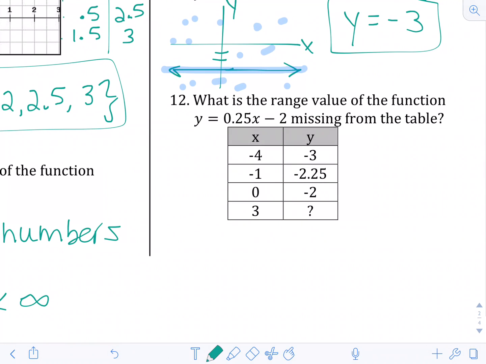Okay, number 12, what is the range of the function y equals 0.25x minus 2 missing from the table? So all you have to do is go to y equals, type in 0.25x, and then minus 2, and then go to your table. And you are looking at when x is 3, what is your y value? And it would come out to negative 1.25.